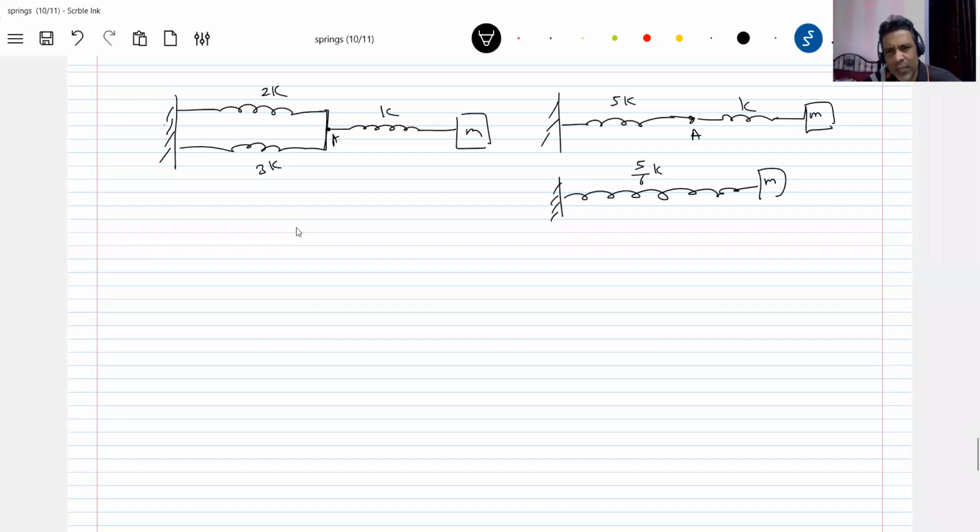You can ask questions, why are you doing it like this? See, working with this will be really troublesome. If it is one spring, I'm very comfortable. Therefore, I'll take help of series parallel to check the displacement of the block. Now I can easily analyze the motion of the block. That's why we are bringing this method. That's the only purpose.